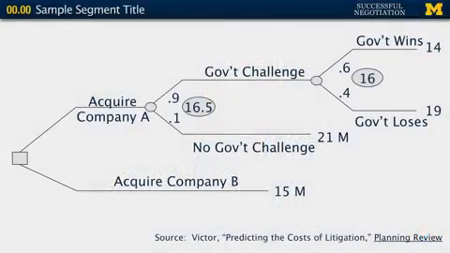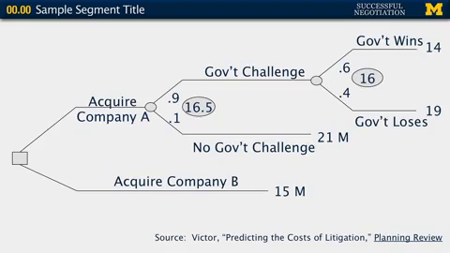This is what my decision tree looks like for this decision. The decision is, do you acquire company A or company B? And if you acquire company A, then you have two uncertainties. Will the government challenge the acquisition? And if the government does challenge, will the government win or lose? So that's the drawing of the tree. And then you plug in your numbers. 90% chance the government will challenge, 10% chance no challenge, 60% chance the government will win, 40% chance government loses.